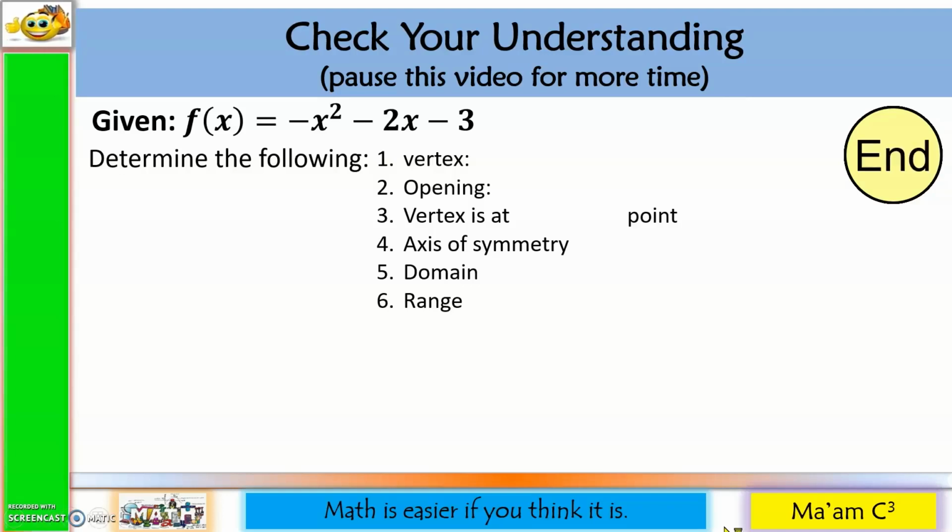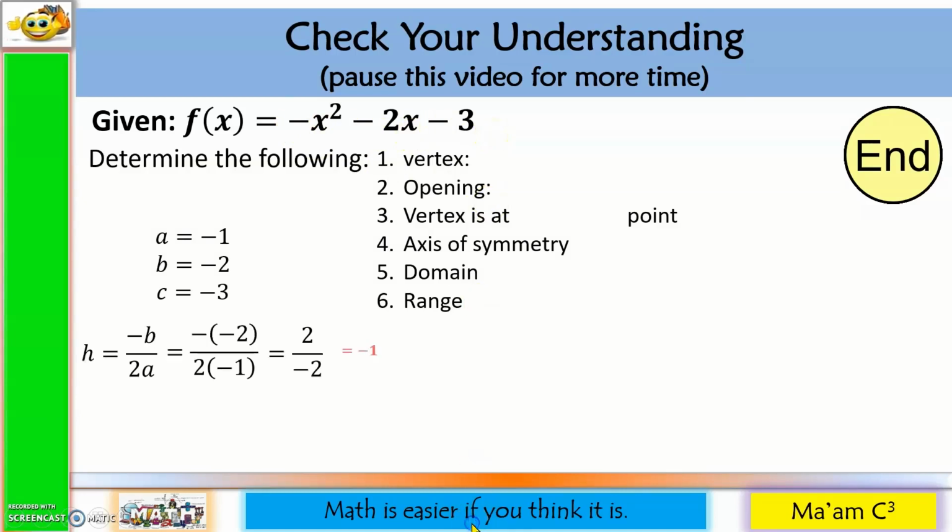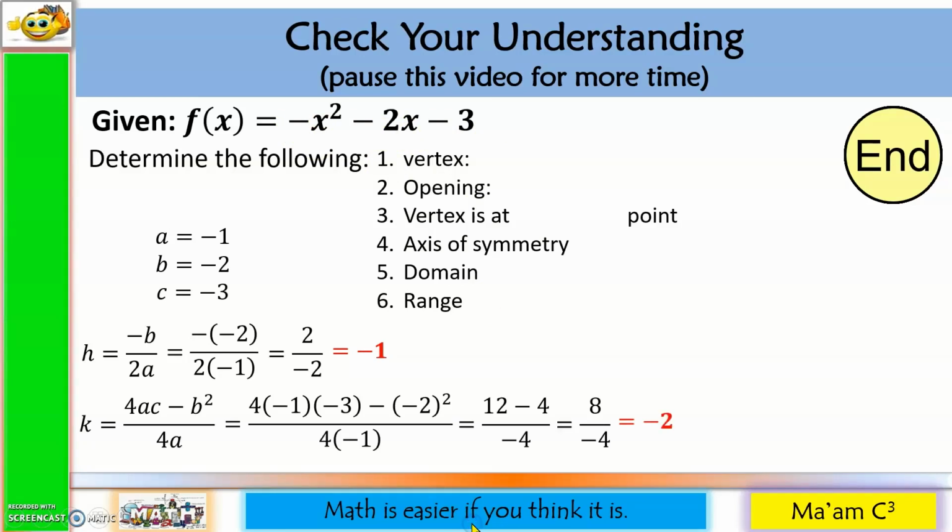Now, for the correct answers, first we determine our A, B, C. So A is negative 1, B is negative 2, and C is negative 3. Then let us determine our H, negative 1, and our K, negative 2. So our vertex is negative 1, negative 2. For the opening, since A is negative, it opens downward. Vertex is at, since it opens downward, the maximum point. Axis of symmetry is the value of your h, so x is equal to negative 1.